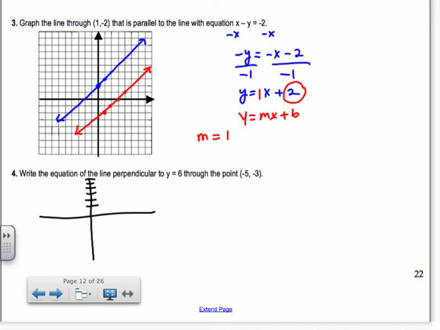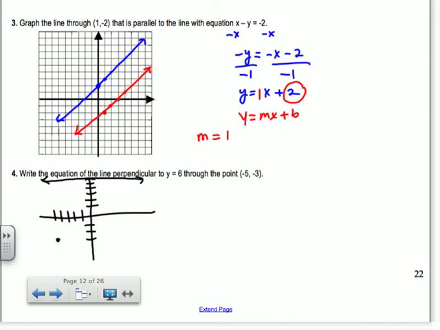Every point is going to have a y value of 6, so it's going to be right there. So I'm going to have (0, 6), (1, 6), (2, 6). Then I'm going to go through the point (-5, -3). So here's my point. If I'm going to be perpendicular to that original line, the original line was horizontal.